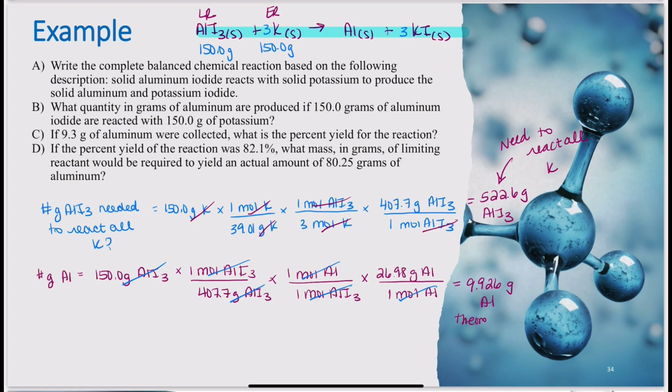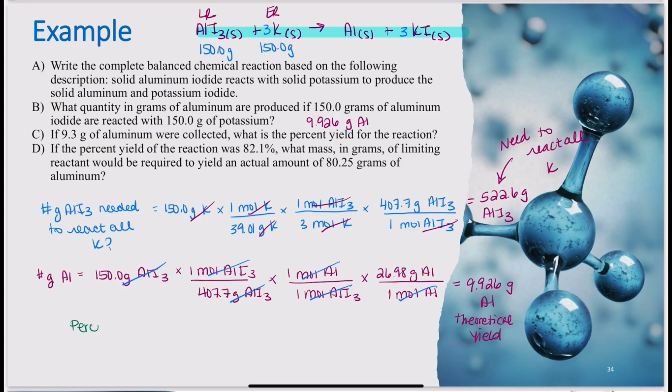And again, this is your theoretical yield. This is how much you could make if the reaction was perfect. So 9.926 grams of aluminum can be produced. Part C says if 9.3 grams of aluminum were collected, what is the percent yield for this reaction? So this means your actual yield is 9.3 grams.